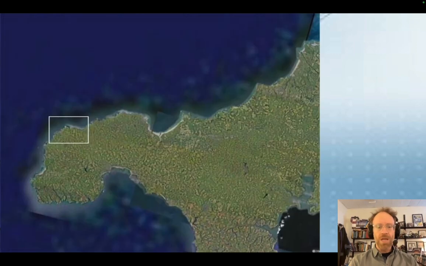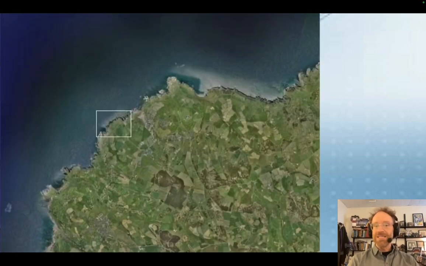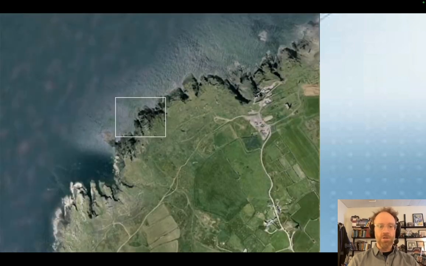Here's, again, Britain in that little white box. I'm going to zoom in on that. Here we go. Looking at this, I cannot tell anything about how big the dimensions are here. Zoom in on that new white box. Same thing. I see what looks like a coast. Zoom in on that white box there, then zoom in again.